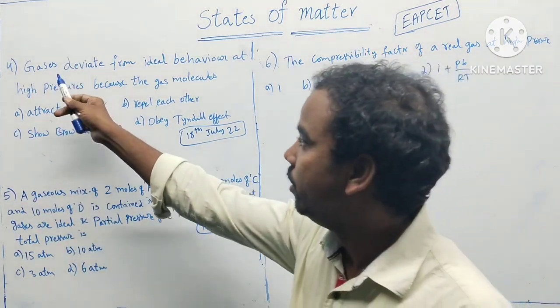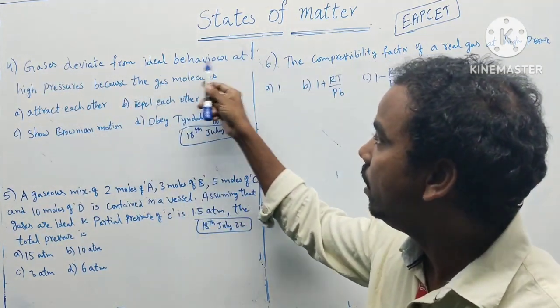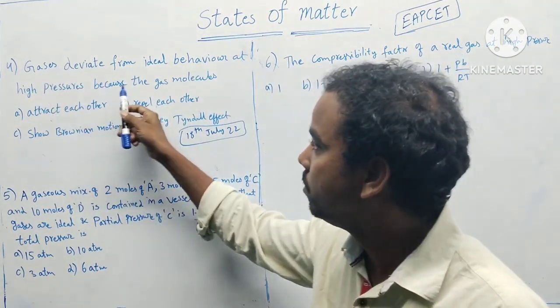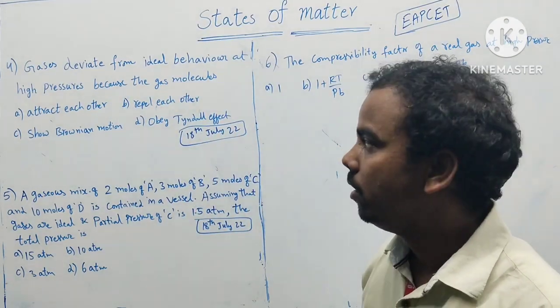Okay, see the next question. Gases deviate from ideal behavior at high pressures because the gas molecules.